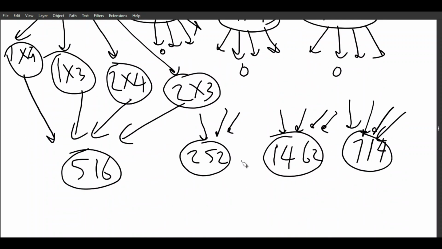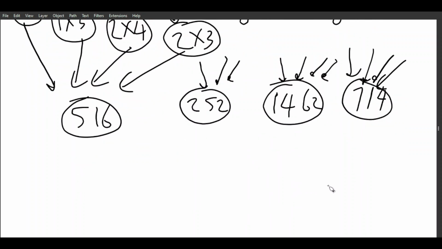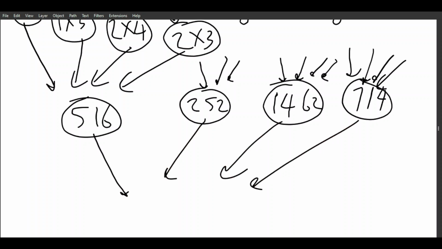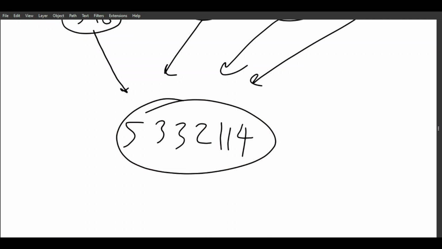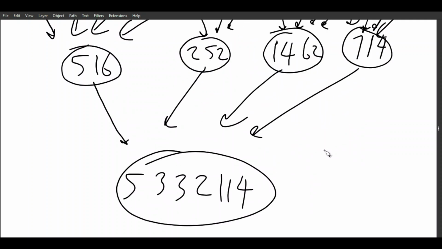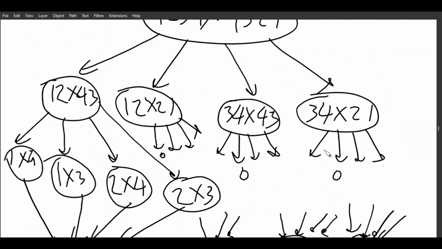Now final conquer we do again the same thing, shift and add. So conquer step is shift and add. So finally same formula we apply, just combine all these and get the final answer, 5332114. So this way we perform divide and conquer algorithm and multiply 2 n-digit numbers, and this is the divide and conquer graph.